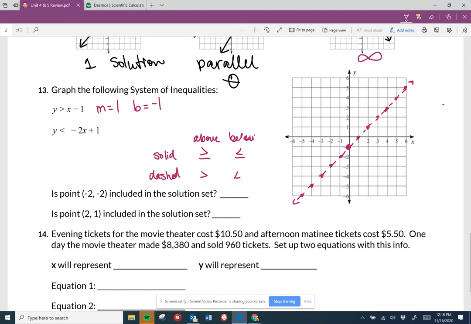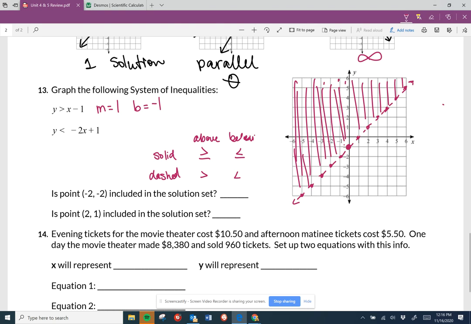Okay, now since it's shaded above, I'm just going to do some hash marks in my pink above here so I can see that is going to be my solution, like that. Okay, now I'm going to go ahead and graph my second graph. I'm going to do it in blue this time.